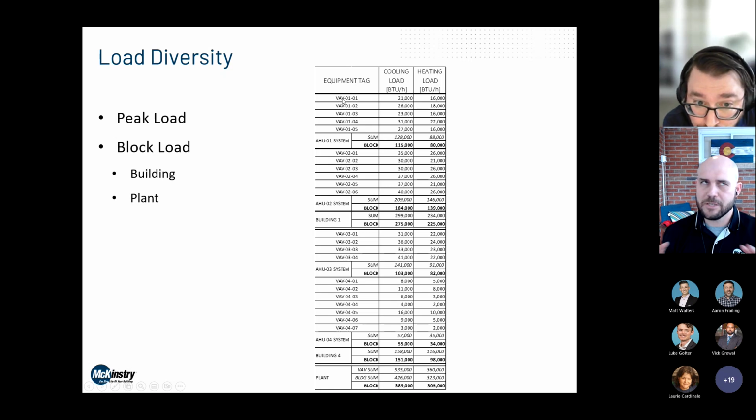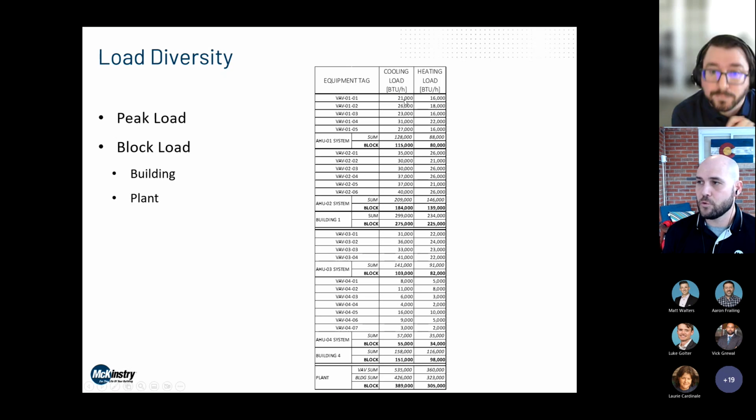So the VAV box for each space needs to be sized for enough air to actually cool this space, 20,000 BTUs. So that's almost 2 tons. There's 12,000 BTUs in a ton, so just shy of 2 tons. This one is a touch over, right around there. This is more like 2.5 tons. So if you add all those up, okay, that's 128,000 BTUs in the space. You do that for each of these systems.